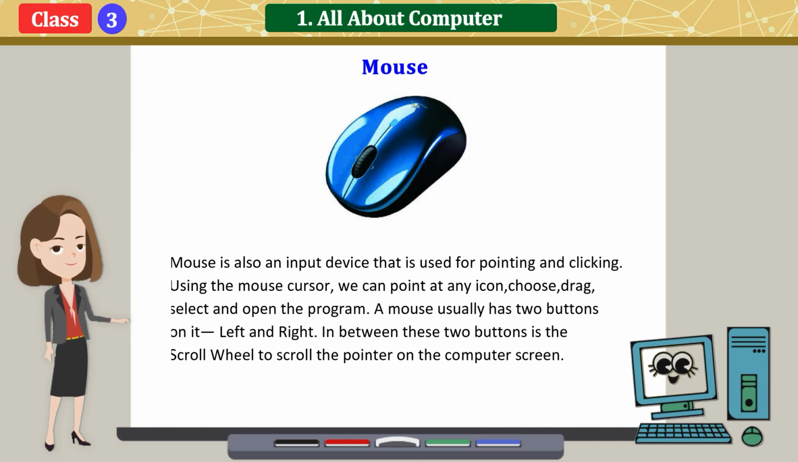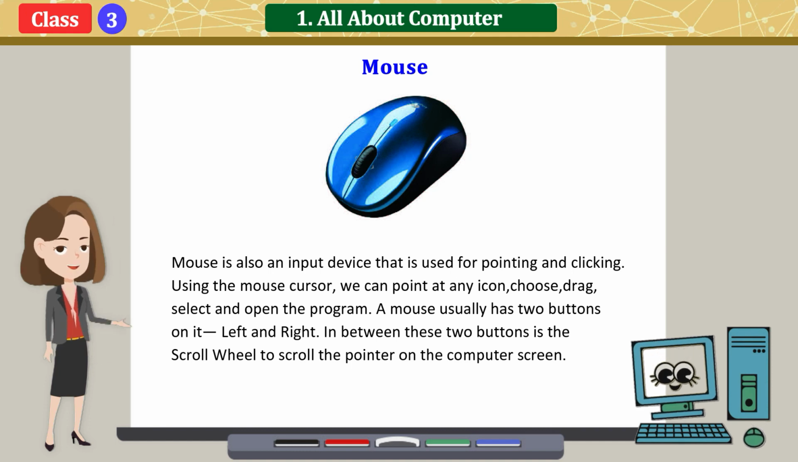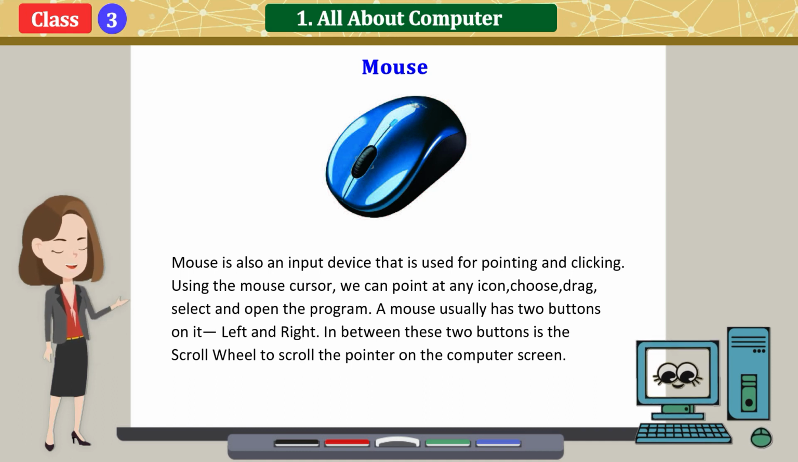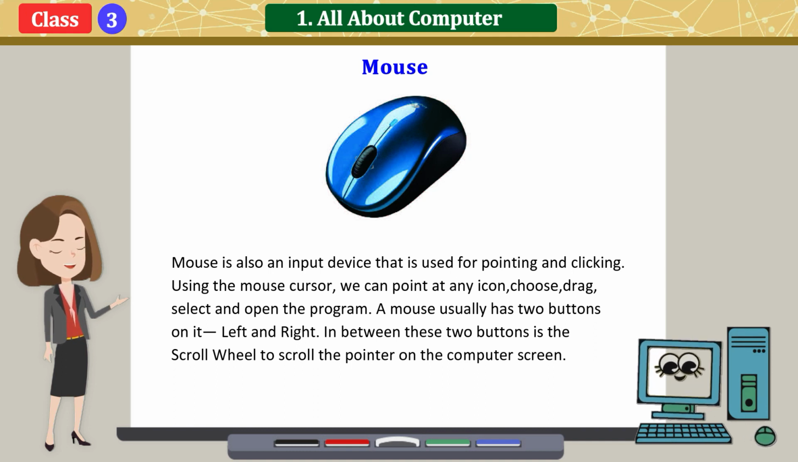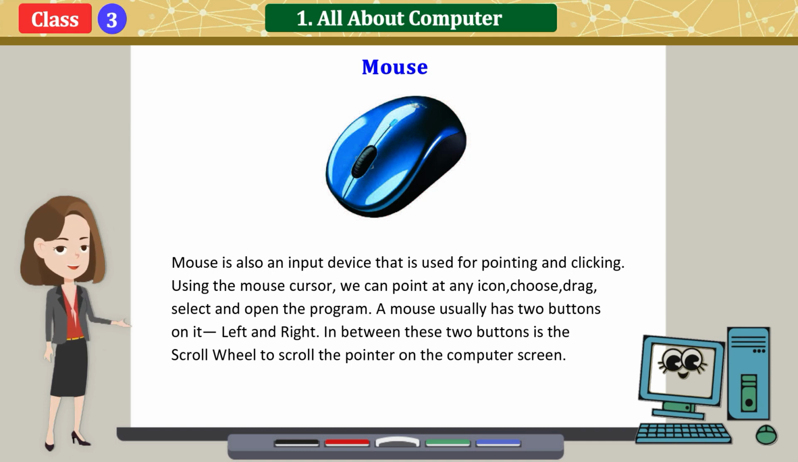Mouse. Mouse is also an input device that is used for pointing and clicking. Using the mouse cursor, we can point at any icon, choose, drag, select, and open the program. A mouse usually has two buttons on it, left and right. In between these two buttons is the scroll wheel to scroll the pointer on the computer screen.